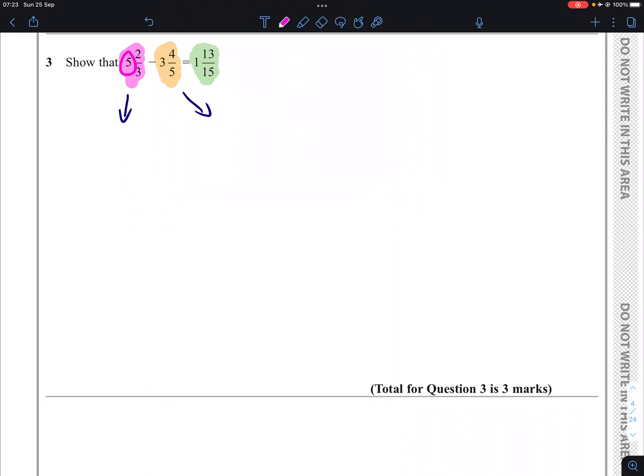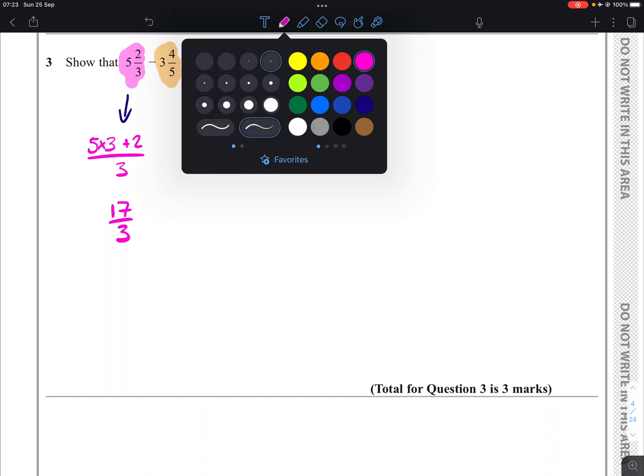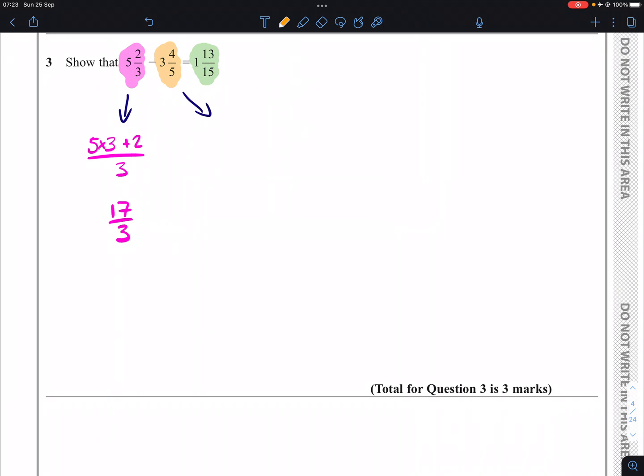We have 5 wholes with 2/3 left over, which will give us 5 lots of 3 for our 5 wholes, with a 2 spare, giving us 17/3. For our 3 4/5, we're going to have 3 lots of 5 for the wholes, plus 4 spare fifths, and that's going to give us 19/5.